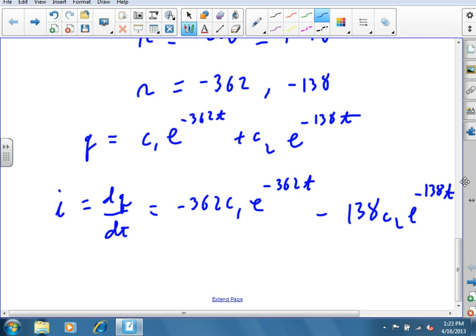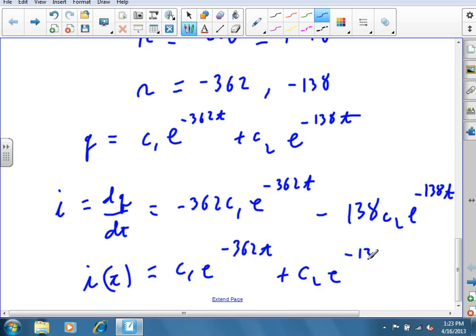Because C1 and C2 are constants, and we don't know what they are until we have initial conditions, the author's answer is I of t is equal to C1 e to the minus 362t plus C2 e to the minus 138t, because until we apply initial conditions, there's no difference between minus 362 times C1 and C1. Okay, so am I done? Author, I don't think you have the right answer.